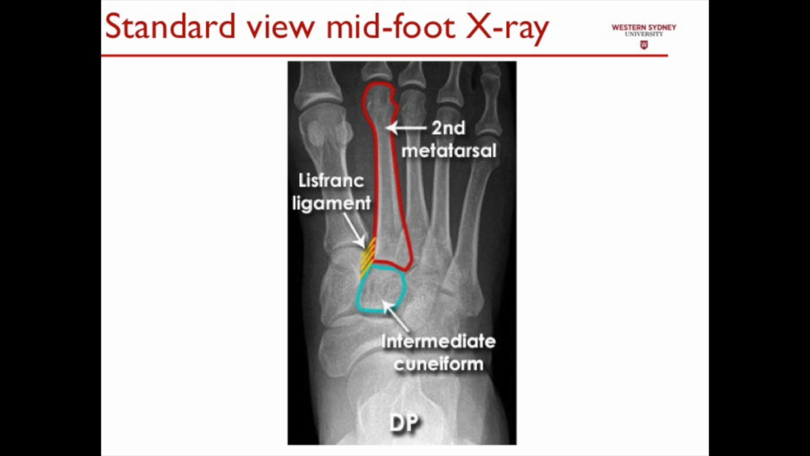You may wonder why it might be preferable only to get a view of a certain part of the foot and what the benefit of that type of projection may be. A standard view of the midfoot is particularly useful when there is suspicion of rupture of the Lisfranc's ligament. And in order to determine if this might be present, you would need to note the position of the second metatarsal relative to the intermediate cuneiform.